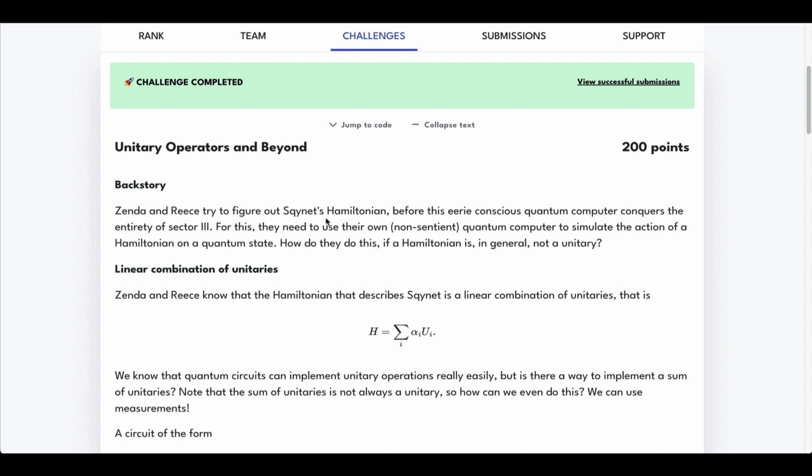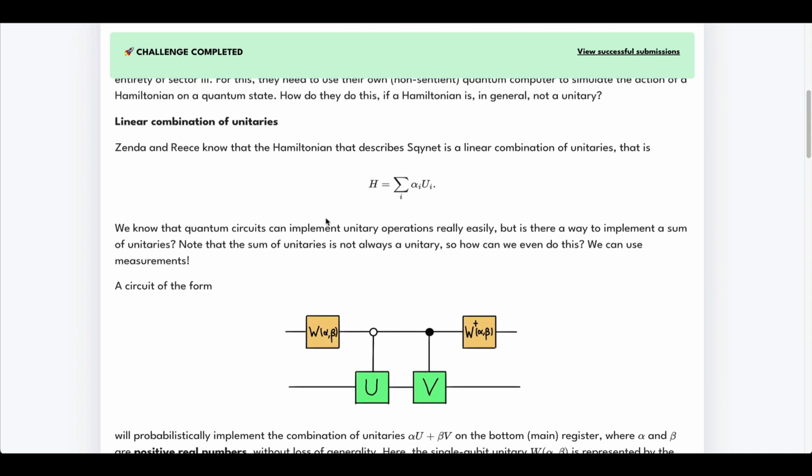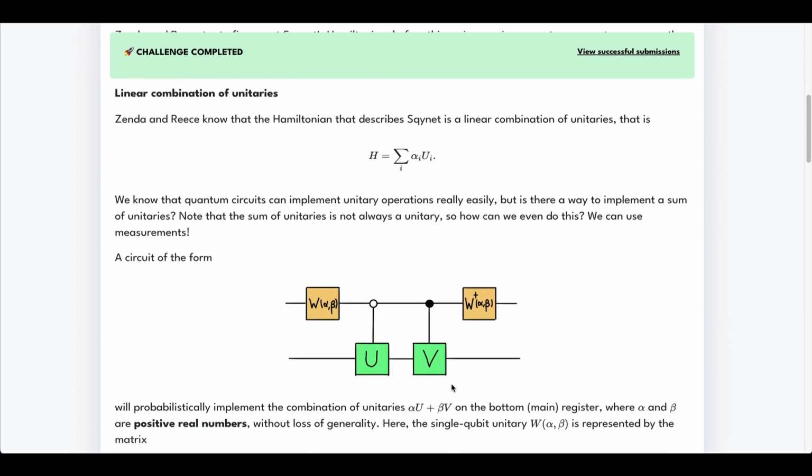Now, this problem is relatively easy because they give us already the circuit that we need to implement. So all we need to do is code this up. But I thought it would be interesting to just describe why it is that this circuit works.